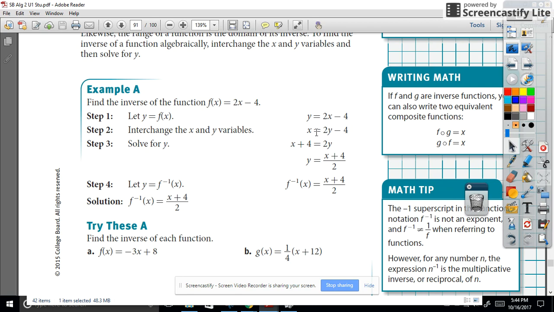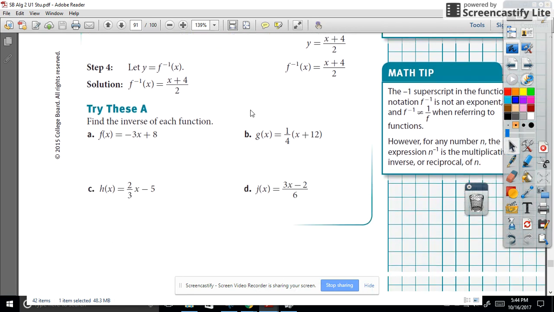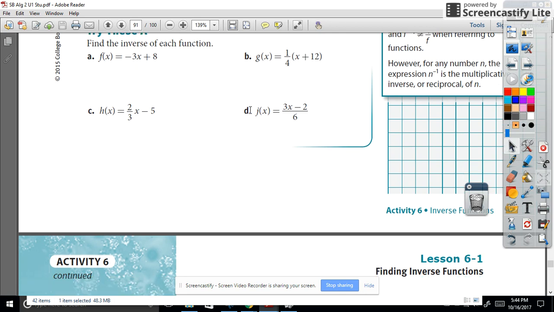And once you switch the place of the x and the y's, you get the y by itself. You now have a new function. And you use the function notation right here to let you know that this function is the inverse of this one. Okay, so let's work some of these problems.